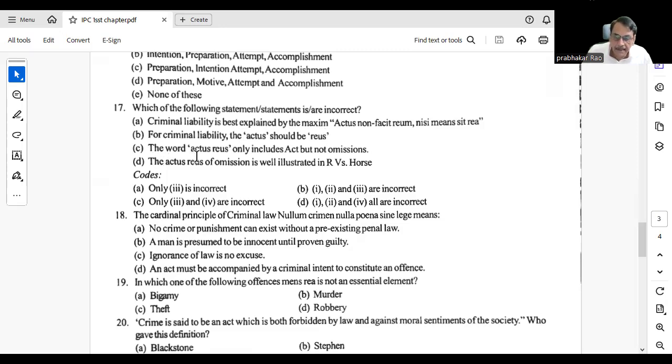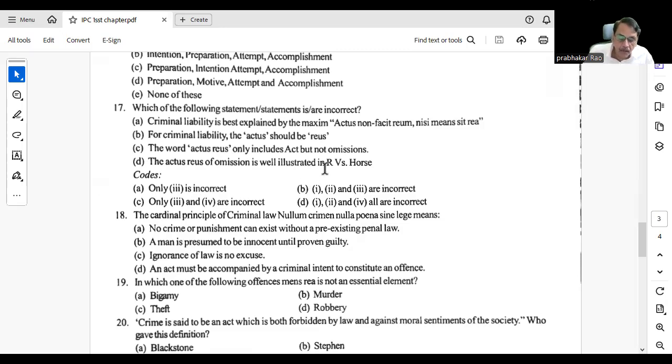Now, the third one is the word actus reus only includes act but not omission. No, it is wrong. It is incorrect. Only the third is incorrect because the act means act as well as omission. In the next MCQ, this thing is coming. The actus reus of omission is well illustrated in R versus Instan. Yes, in this case, R versus Instan.